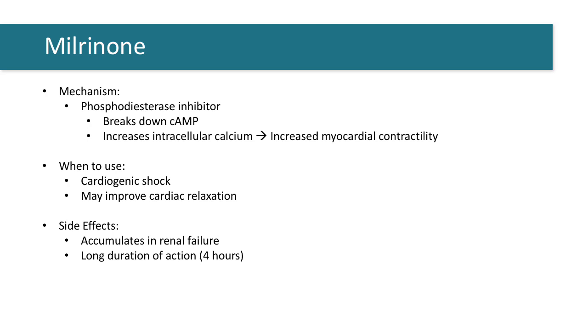Milrinone is a very potent inotropic agent that we don't use as often in the ICU. Its primary mechanism of action is through phosphodiesterase inhibition by increasing intracellular calcium and increasing myocardial contractility. It's ideally used in patients with cardiogenic shock to improve cardiac relaxation and help with pulmonary arterial vasodilation. The major side effects are a longer duration of action and the tendency to potentially accumulate in our patients with renal failure.